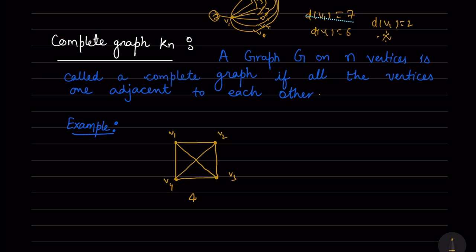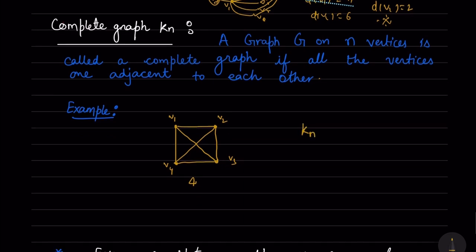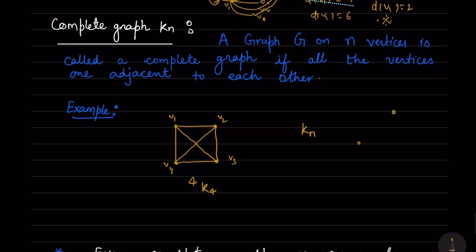Each vertex being adjacent to all other vertices is called a complete graph Kn, where n is the number of vertices. Generally it is denoted by Kn, so this is the graph K4. Here we can also make a K5. We have 5 vertices and each vertex is connected to all other vertices, so it is a K5.